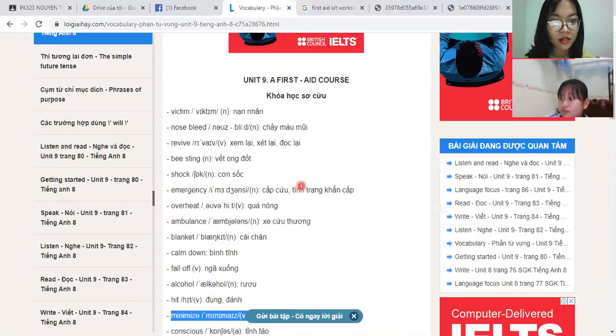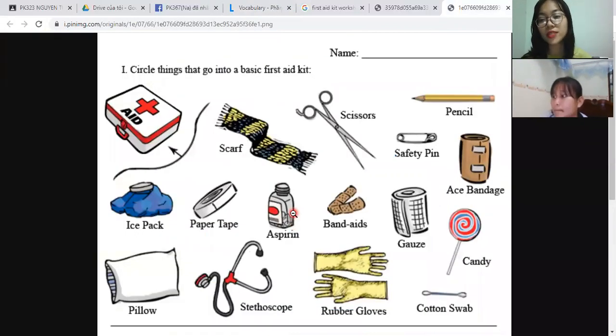Minimize. So here, what is the aspirin? This one is a medicine. We use it when we have pain. We can ease our pain, it can reduce our pain, it can minimize our pain. The aspirin is a medicine. Okay, so the next one, I think you can learn from here.